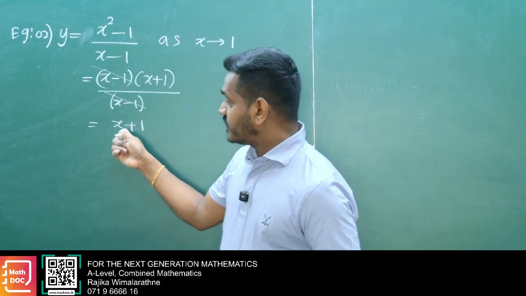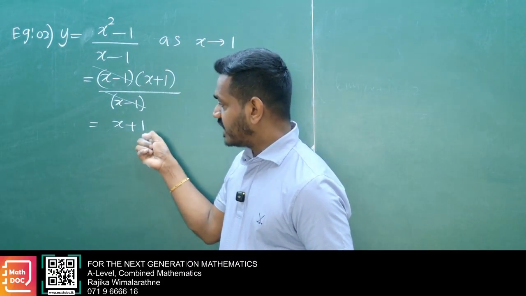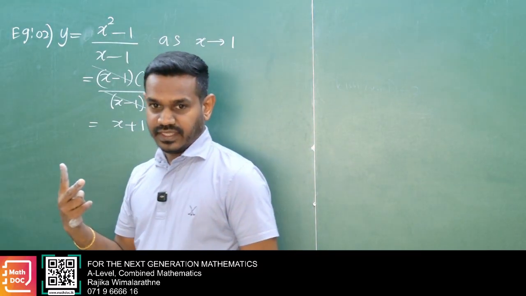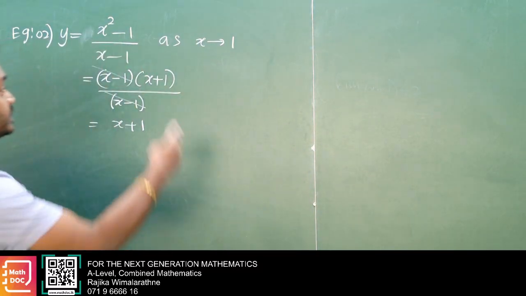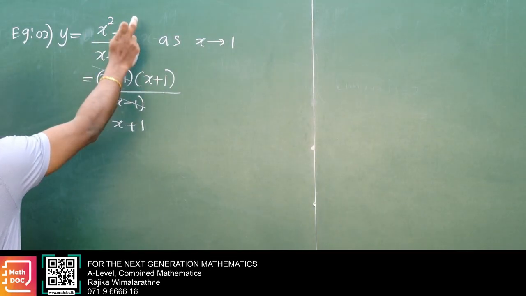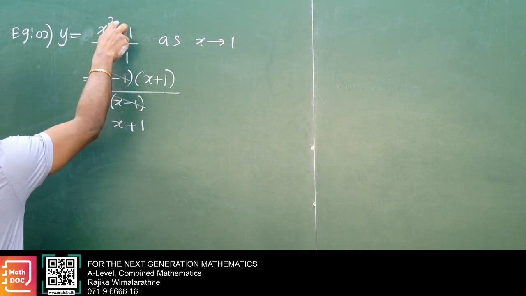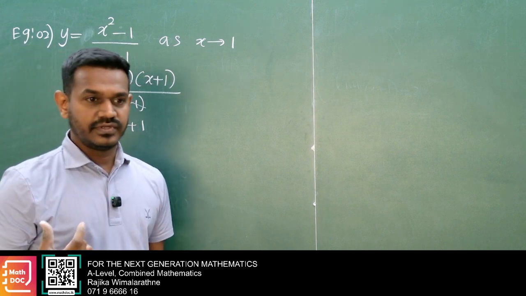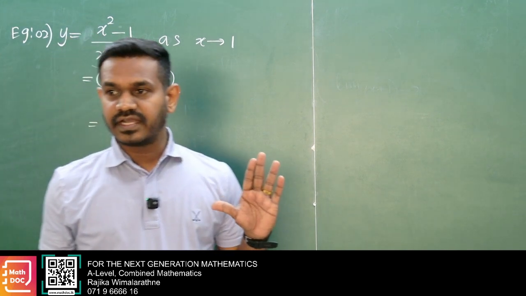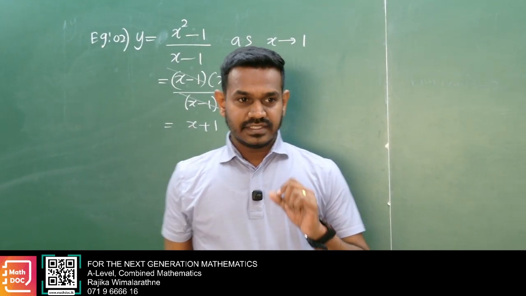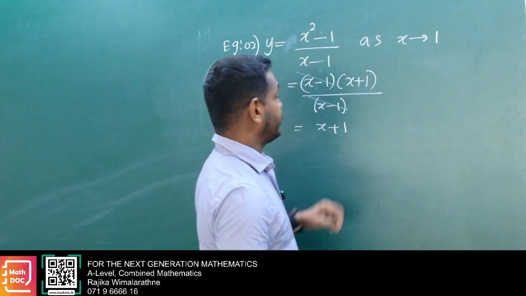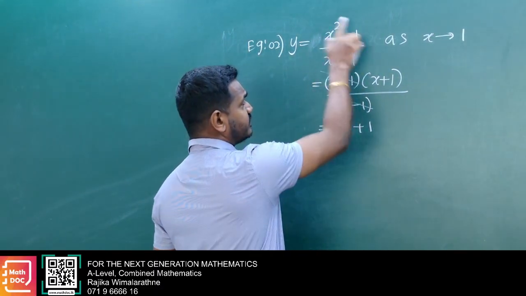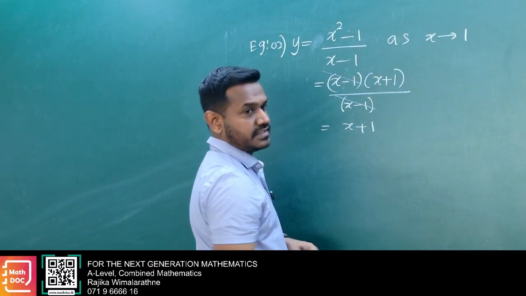Because if you put x equals 1 here, 1 plus 1, we get 2. But if you put x equals 1 here, 1 squared minus 1 over 1 minus 1, then 0 divided by 0. We get two different answers. Therefore, there's some small thing about this. When x equals 1, here we get 2, but here, when x equals 1, we get a different answer.